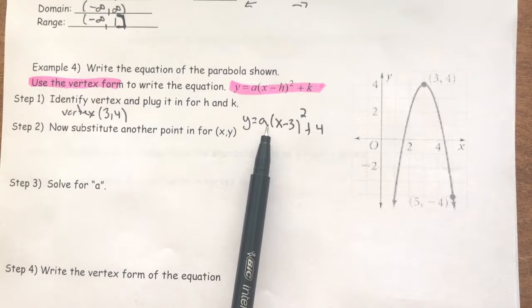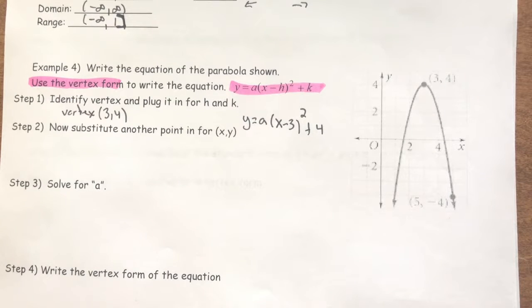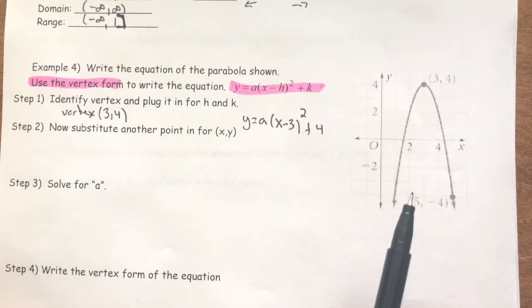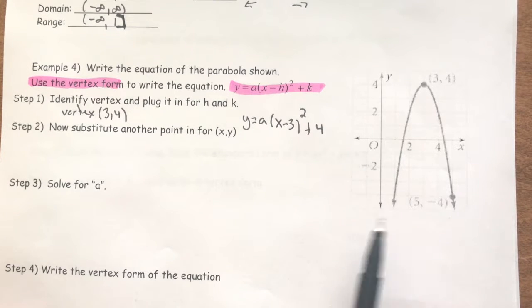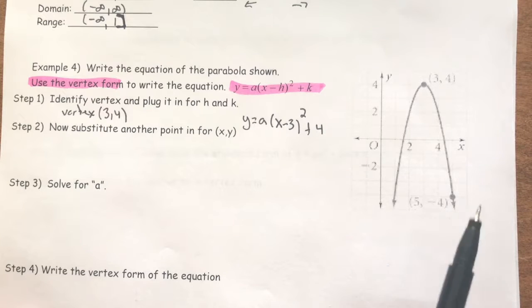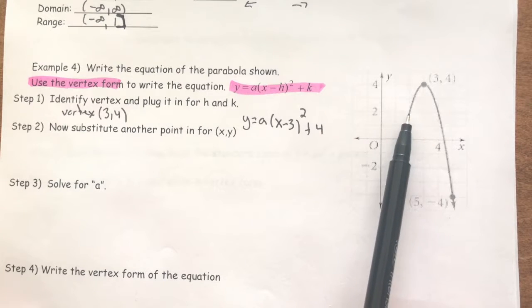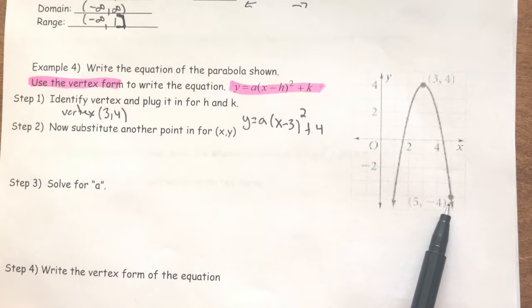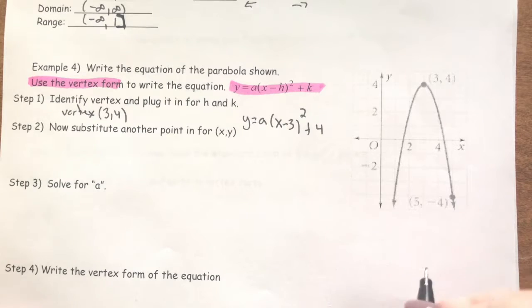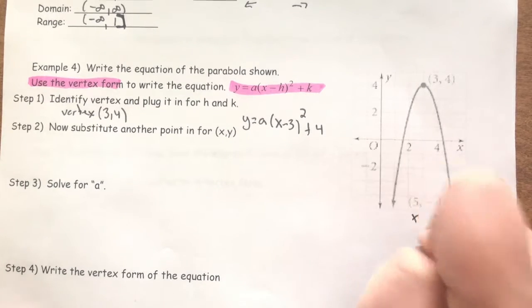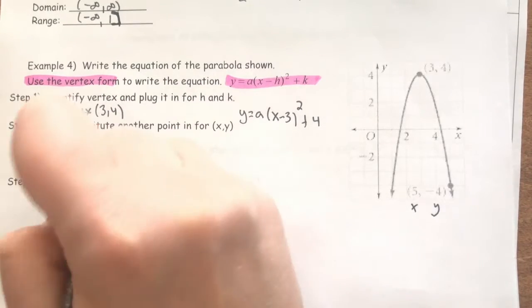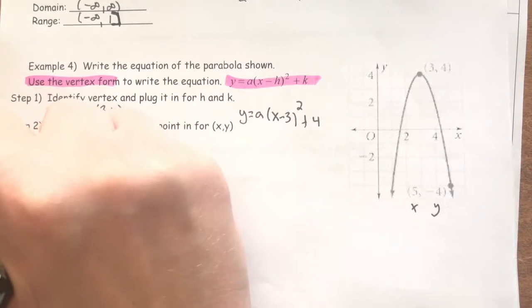Okay, so we almost have it written. All we need to do is find our a value. Well, how do we find an a value? We substitute another point in for x and y. So I go over to my graph and I find a point. Well, you see they already have one labeled for you. If they don't, you find where the graph crosses nicely at a corner and you would use one of those points. But since they have this one labeled for us, we'll go ahead and use these points. So we're going to plug in 5 for x and -4 for y. So go ahead and plug that in.